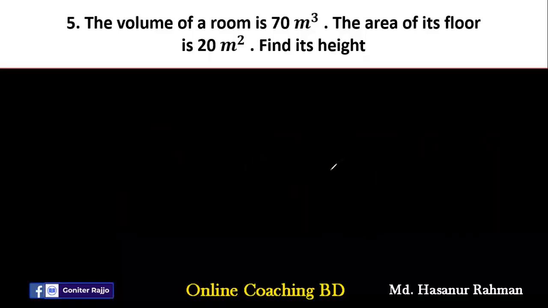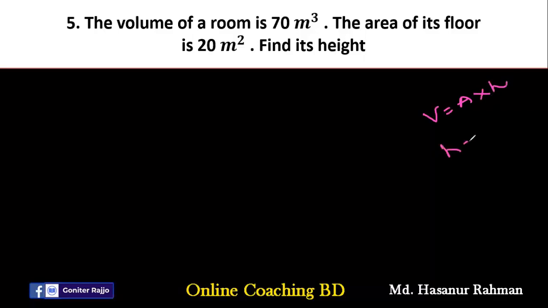The area of its floor is 70 meters square. Find its height. So if volume is equal to area multiplied by height, then height will be volume divided by area. So we have to use this formula. It's very simple.